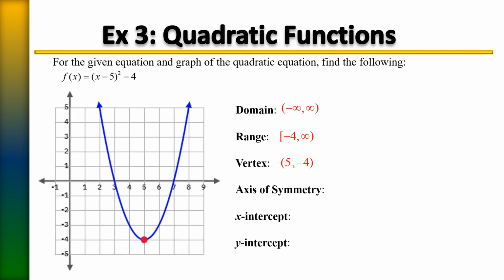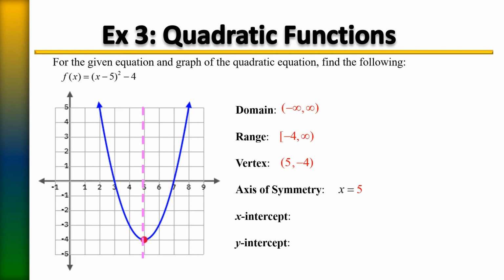What is the axis of symmetry? In other words, the vertical line that passes through our vertex. If you said x equals 5, then that is correct, because that is the vertical line that passes through this particular function.